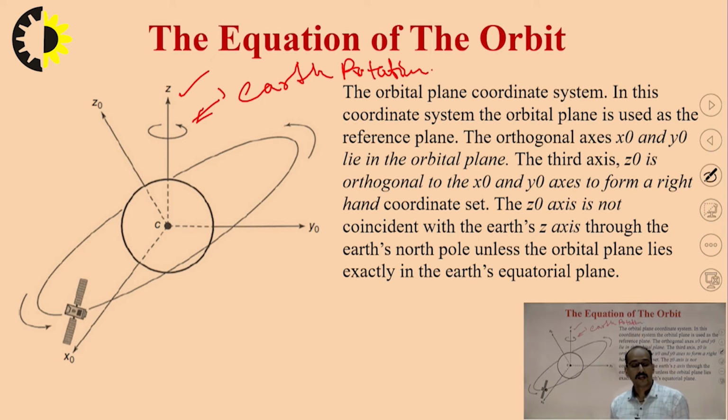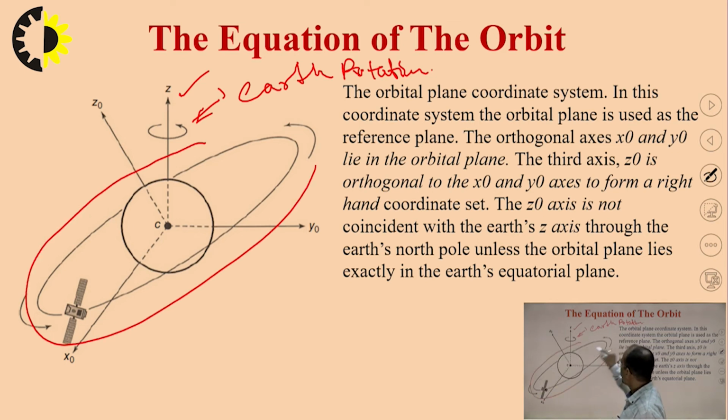But here we are taking the satellite orbital plane as the reference plane. This means the satellite has an orbital plane at an angle with the existing equatorial plane of the earth. So a new coordinate system comes into the picture, and that coordinate system also has three axes: x0, y0, z0.